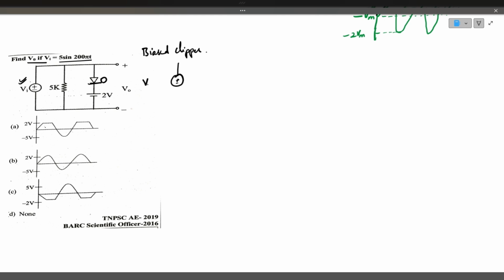If input voltage Vin is greater than 2 volts, with this 5 kilo ohm resistor, the diode conducts. The diode is forward biased because the P type of the diode has higher voltage than the N type. So the diode acts like a short circuit in this case.